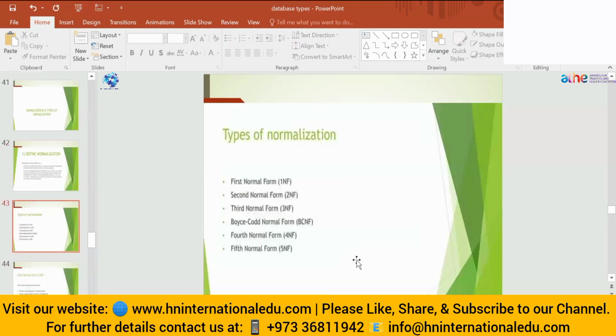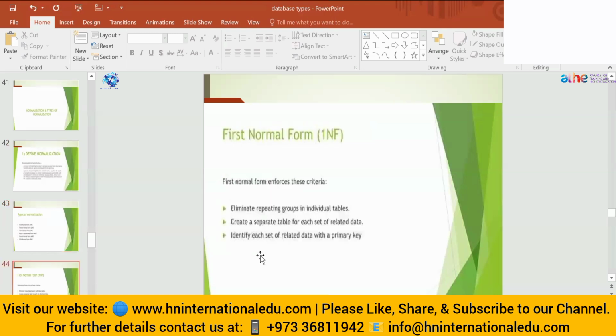I have told you that there are different types of normalization: the first normal form, second normal form, third normal form, Boyce-Codd normal form, fourth normal form, and fifth normal form. The first normal form can be written as 1NF, with NF in capitals. The first normal form enforces these criteria. If we have to normalize our data in the first normal form, we must enforce these criteria on our database.